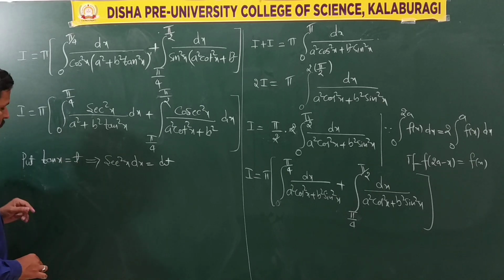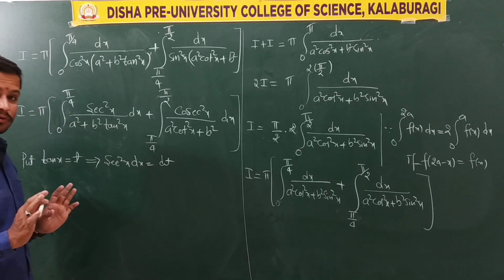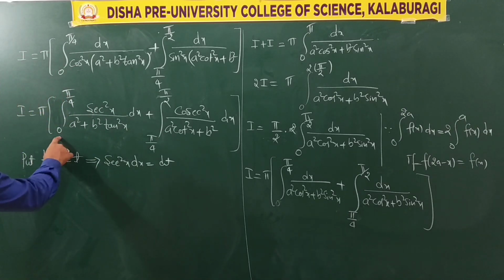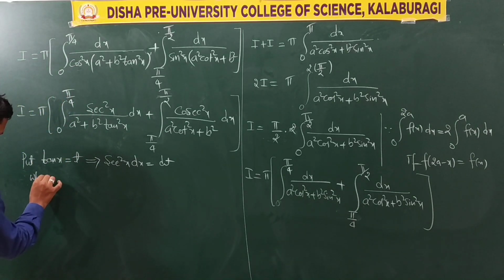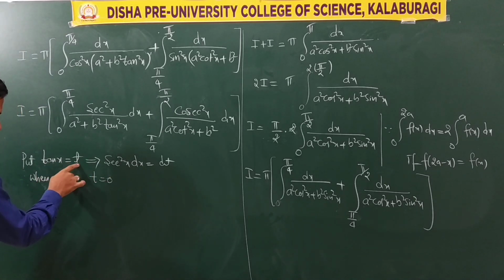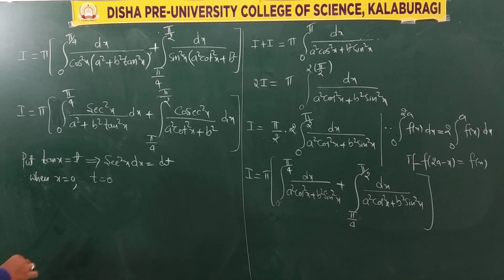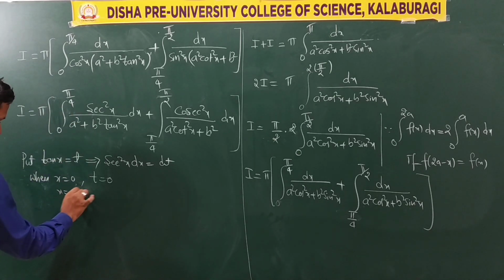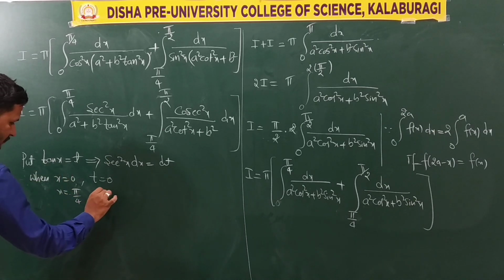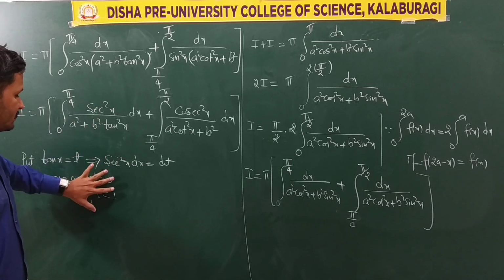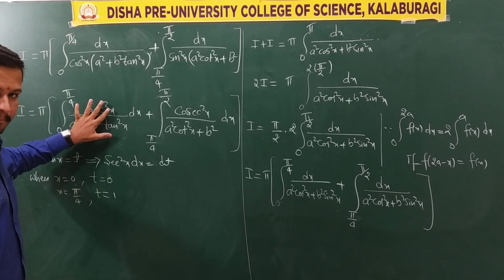Now the limits will change on substitution. So when x equals 0, tan 0 is 0, so the t value is also 0. Similarly, when x equals pi by 4, tan pi by 4 is 1. This is the substitution for the first integral.